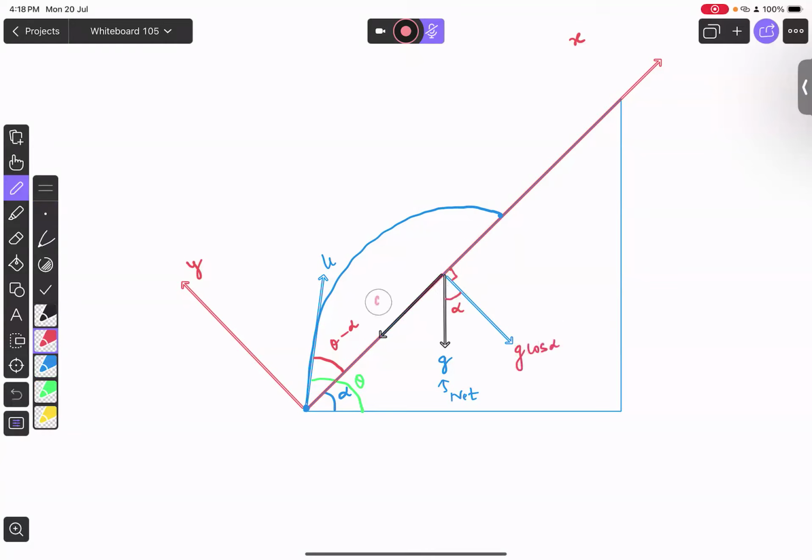Now we have taken the inclined plane as our positive x, and the effect of the net acceleration along the inclined plane direction is g sine alpha, but it is down the inclined plane. So the acceleration along x will be minus g sine alpha. And the component of the net acceleration g along the minus y direction is g cos alpha, so along plus y direction it will be minus g cos alpha.